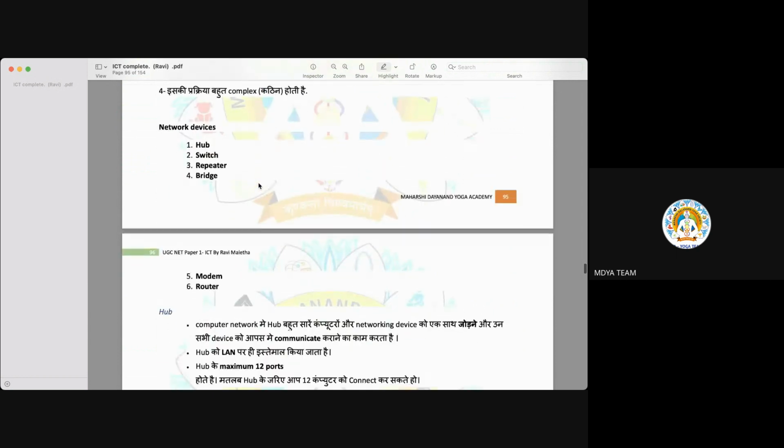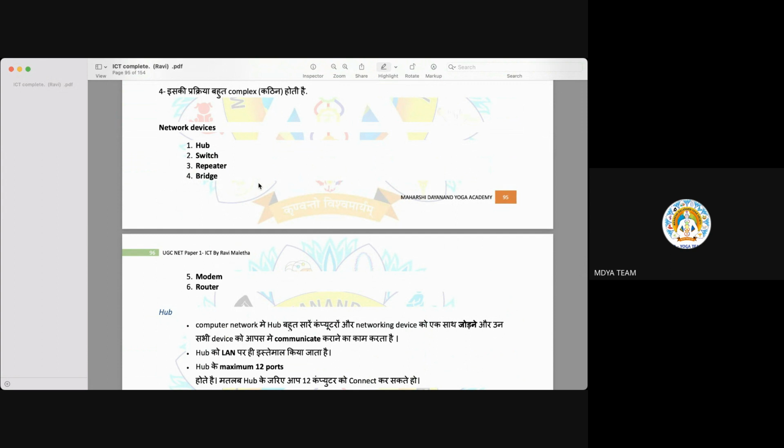Now, the next is network devices. Network devices are again hardware devices which are used to connect the various systems, to communicate with them, and to connect the various networks also. There are a few names written on your board, so we'll discuss them one by one.